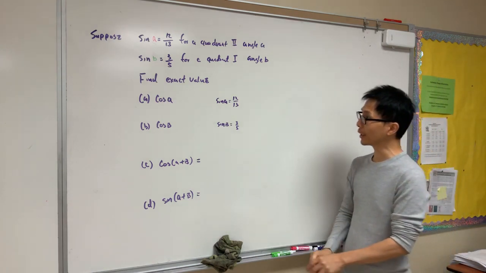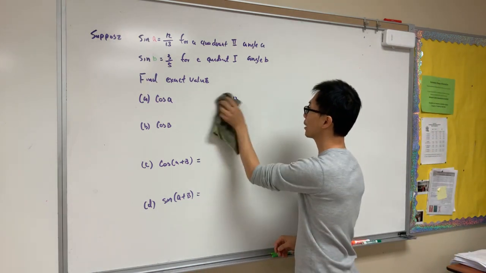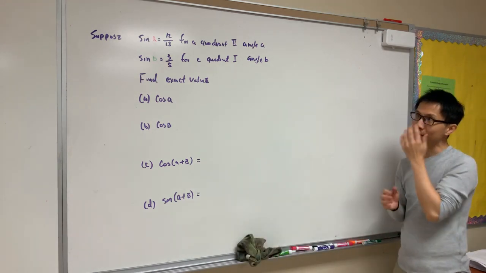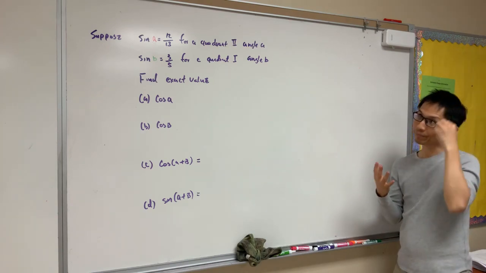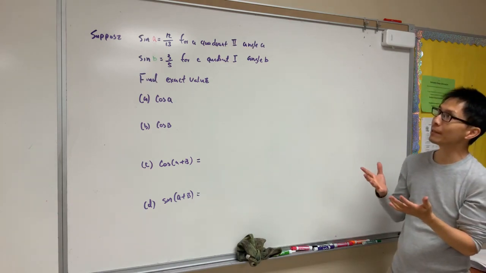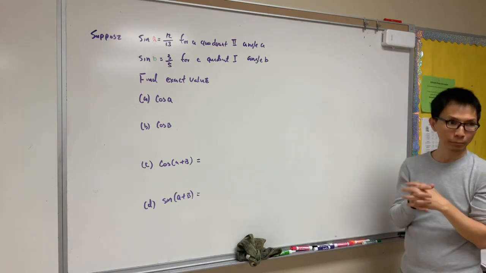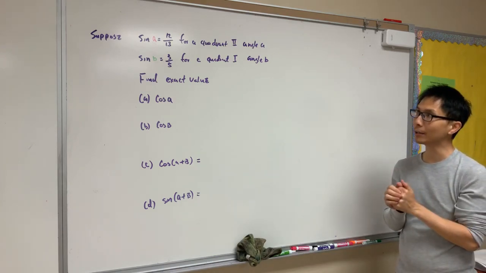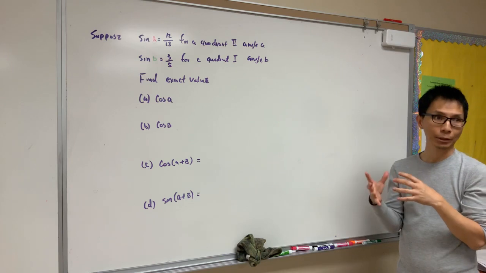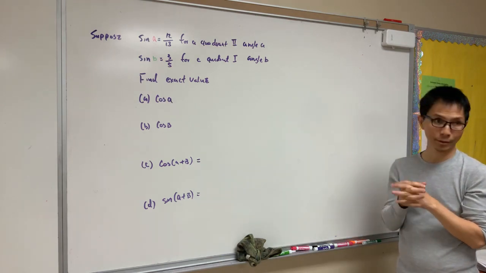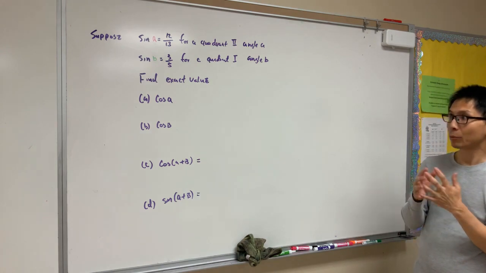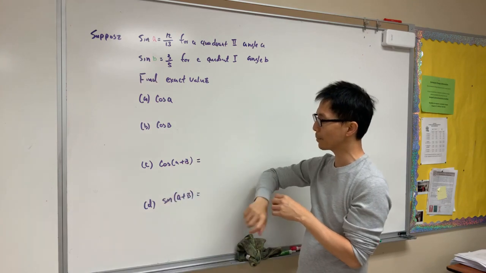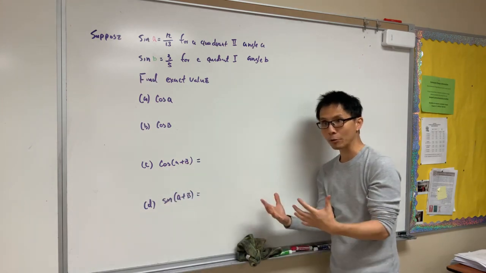So let's start by looking at the question. I'm going to erase this part too, because later on we're going to add this part. This is the original question. Suppose sine of A is equal to 12 over 13 for a quadrant 2 angle A. And suppose I have sine B is equal to 3 over 5 for a quadrant 1 angle B. So suppose I have this. Then we say, hey, can you find the exact value for cosine A, cosine B, cosine of A plus B, sine of A plus B, and can you find all this information?